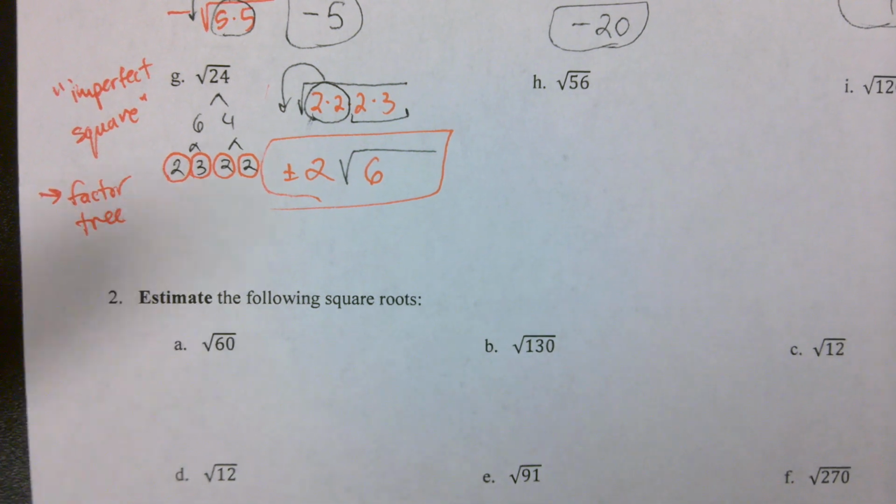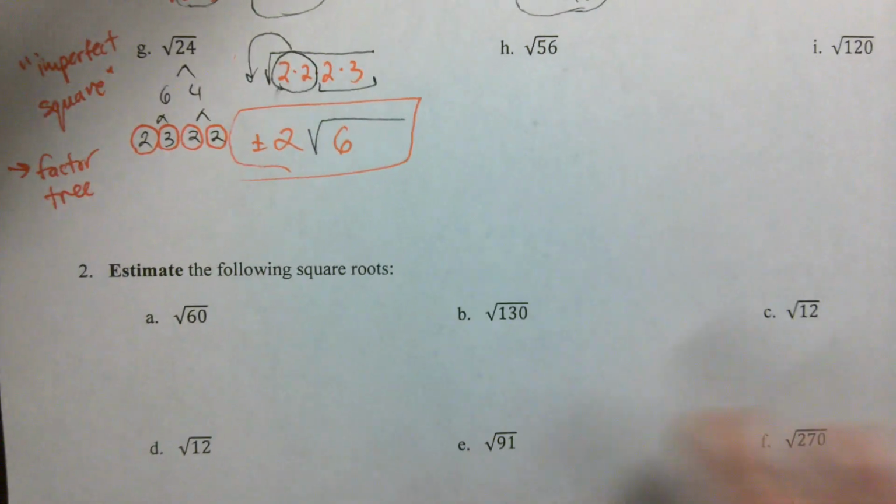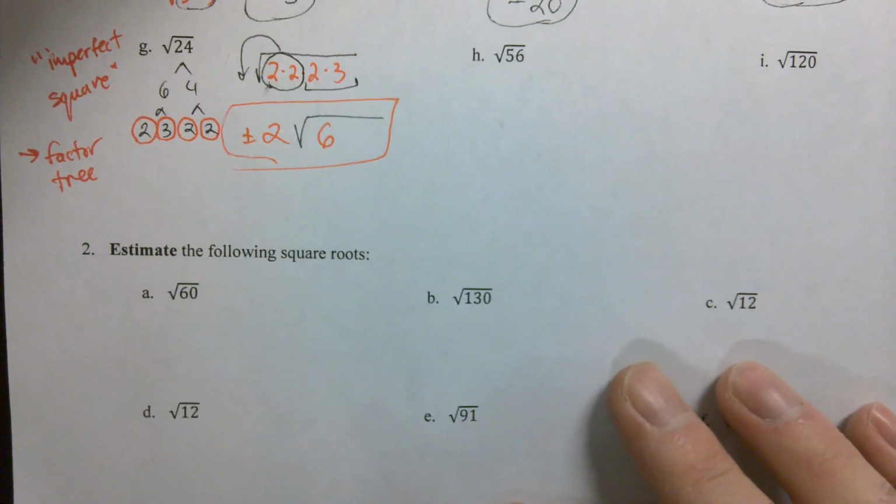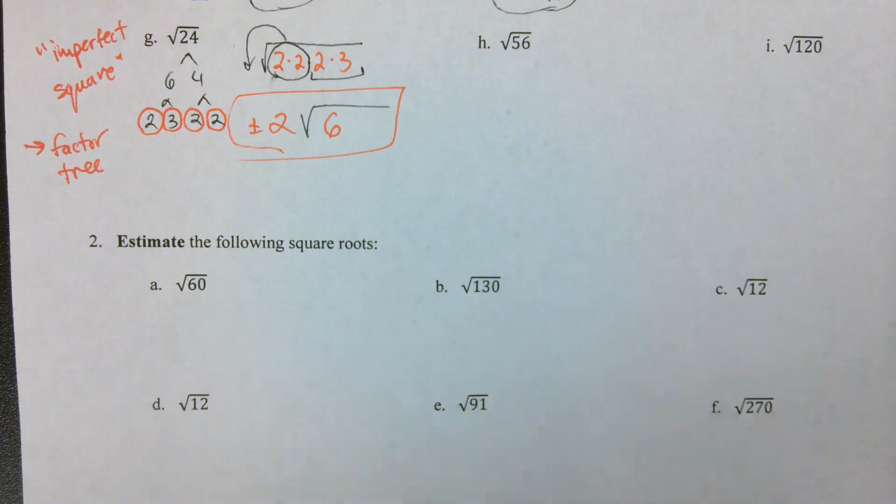All right, give H and I a try. Same idea. Make a factor tree. Look for pairs. Leave your remainders inside the square root with H and I. And you're working on this, right? Remember my friends.